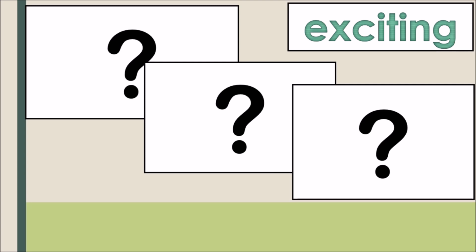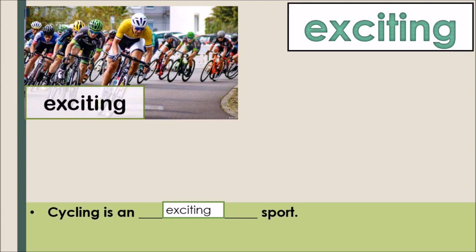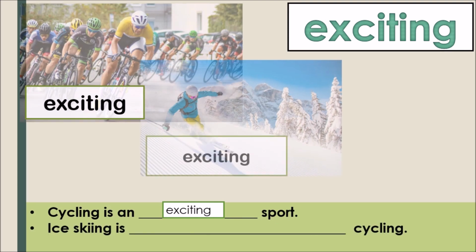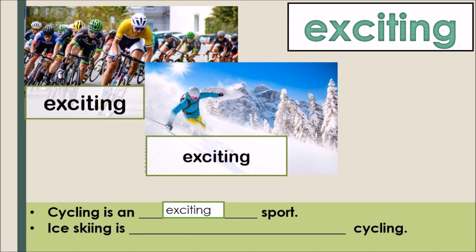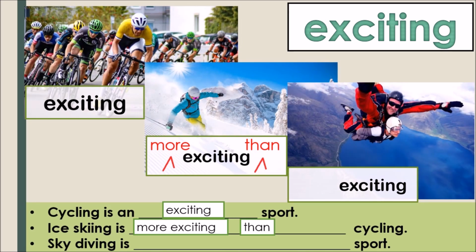The next example, we will compare which sport is more exciting. Cycling is an exciting sport. When we compare cycling and ice skiing, ice skiing is more exciting than cycling. Next, let's bring in the third sport for comparison, skydiving. Skydiving is more exciting than cycling and ice skiing. So, skydiving is the most exciting sport.